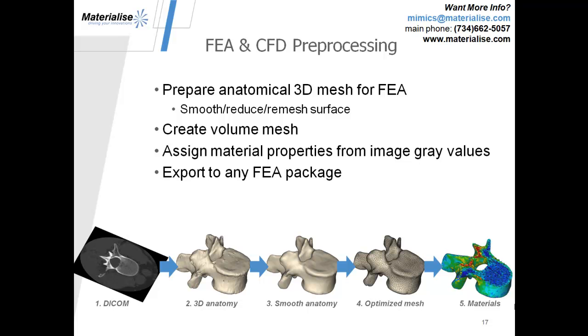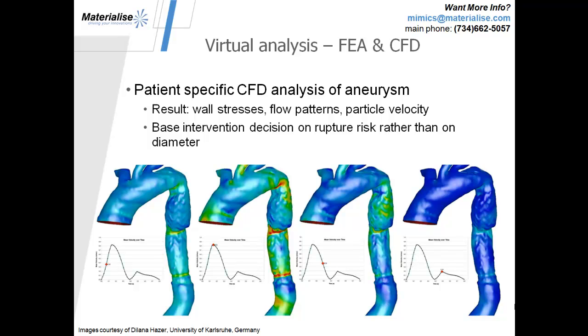Another very common place to use Mimics is with FEA and CFD. Now it's possible to take patient-specific anatomy models that you create, marry them with your medical device, and run a simulation to really understand how it's going to perform. For example, here's a case where we were able to take a patient-specific data set and really look at a CFD or a flow analysis through an aneurysm. We were able to look at things like wall stress, flow patterns, and particle velocity.